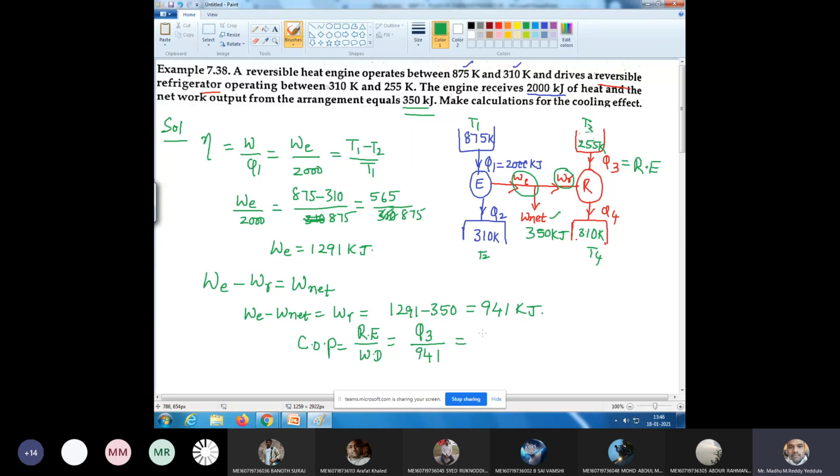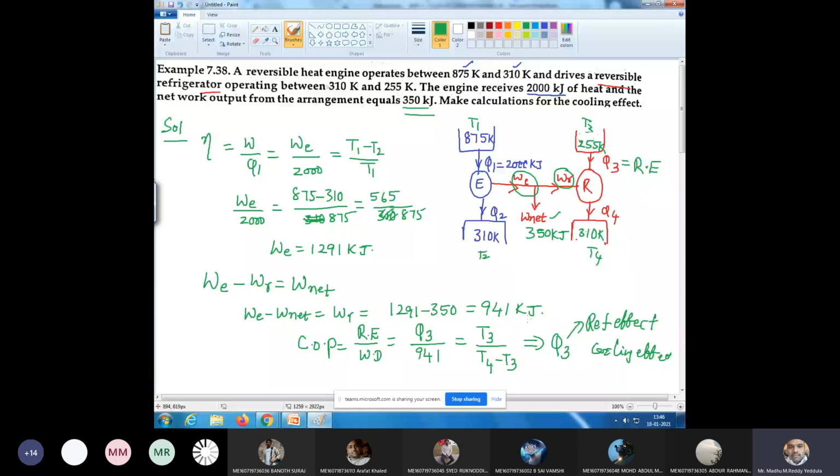This is also equivalent, in terms of temperature, to T3 divided by T4 minus T3, higher minus lower. What is unknown here? Unknown is Q3. T3 is known and T4 is known, so from this you can calculate Q3. Q3 is my cooling effect or refrigerating effect. This is called the refrigeration effect or cooling effect.